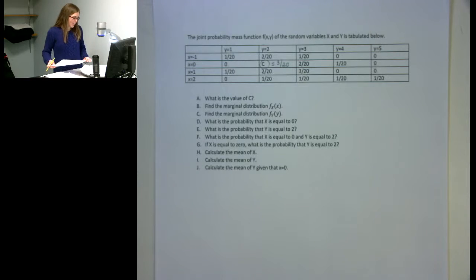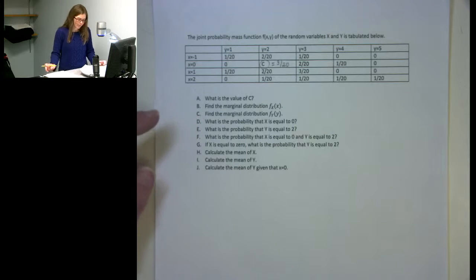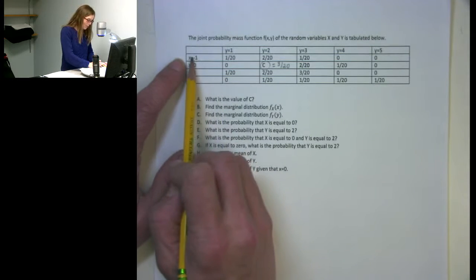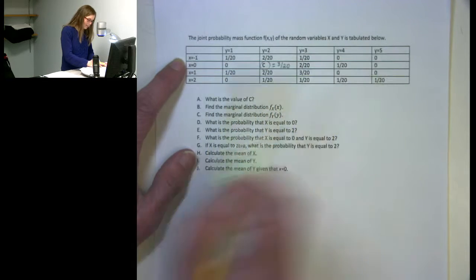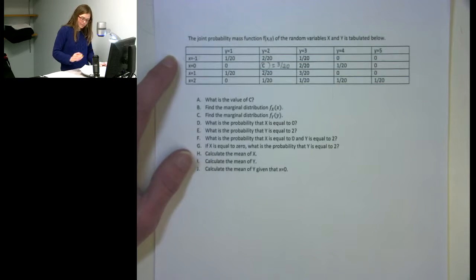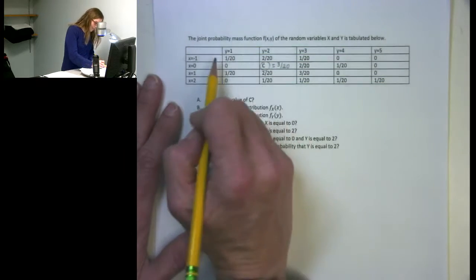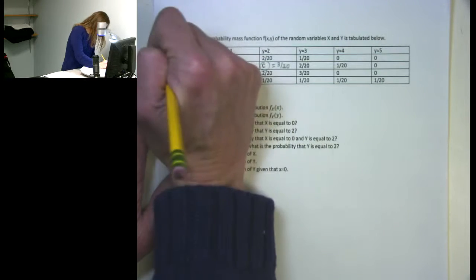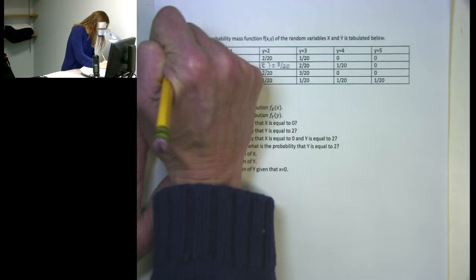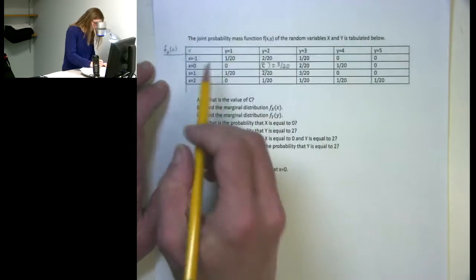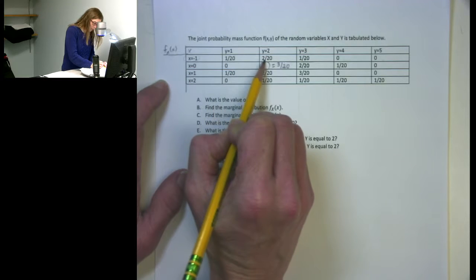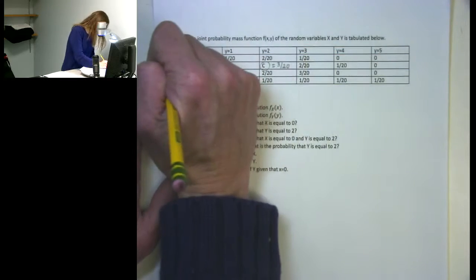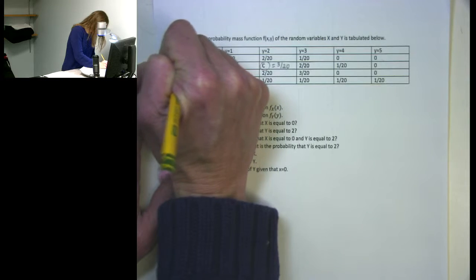The next thing I'm going to do is find the marginal distribution of x. Remember, to find the marginal distribution of x, I'm going to add up all the values over all the different values of y associated with that value of x. So here's my marginal distribution, f sub x of little x. The probability that x is equal to -1 is 1/20th plus 2/20ths plus 1 more 20th, which gives me 4/20ths, or 1/5.